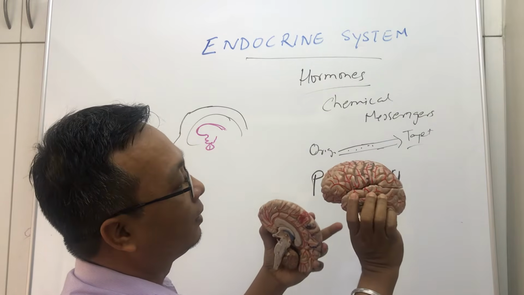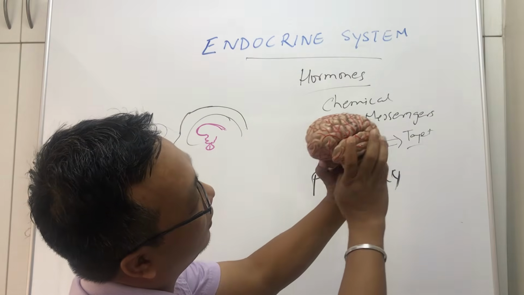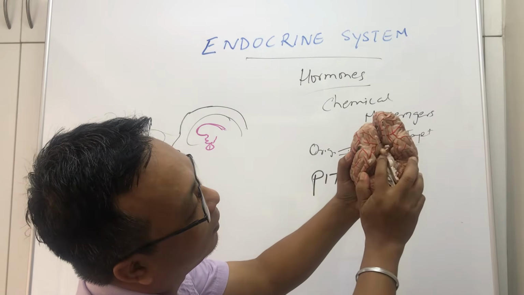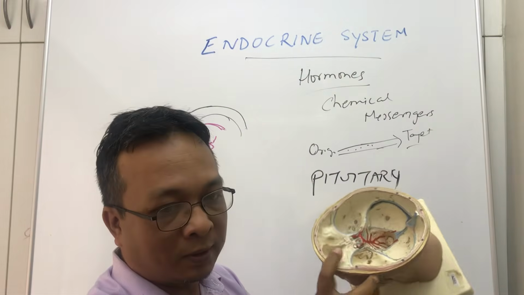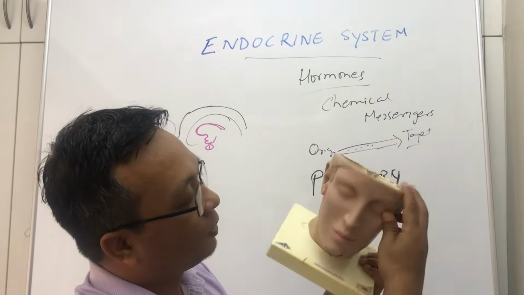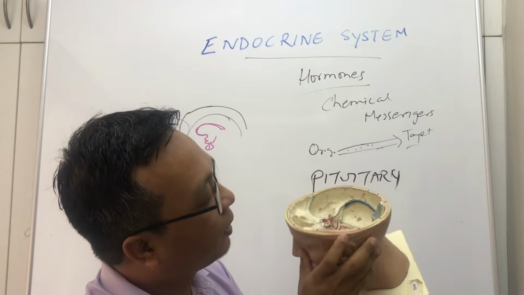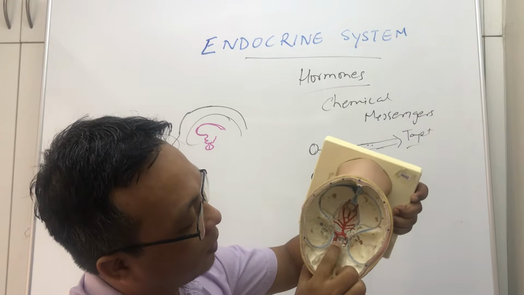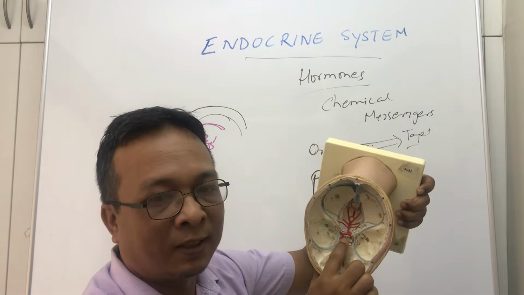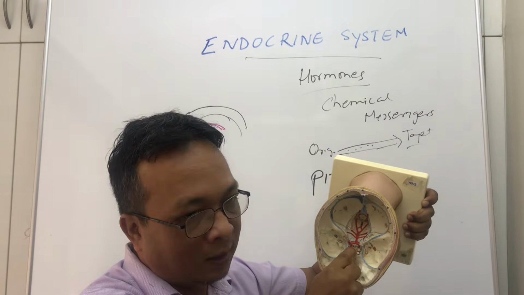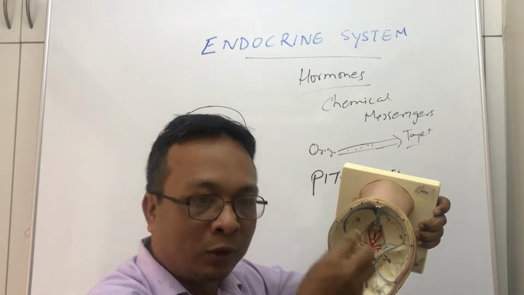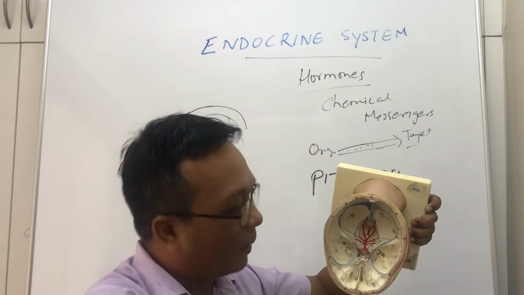If this is anterior, this is the front, back, and the base. You see this portion here? This is called the sella turcica. It is the base where the sphenoid bone rests, the sella turcica. So in this sella turcica, the pituitary gland is found anatomically.